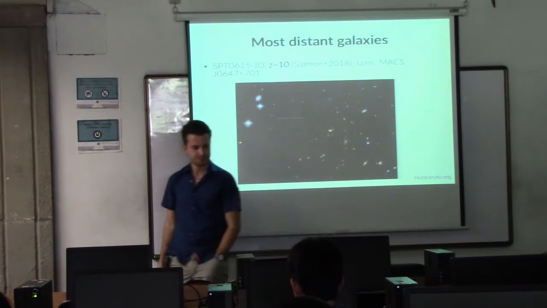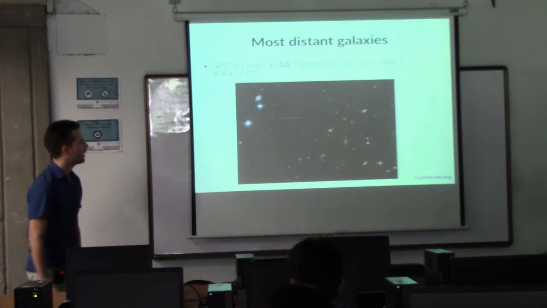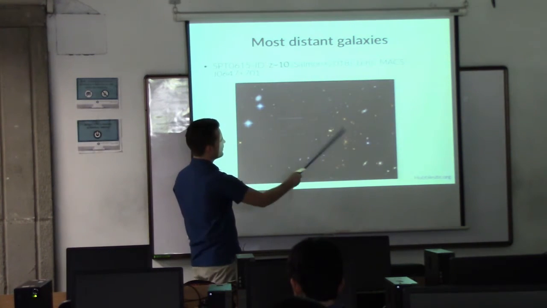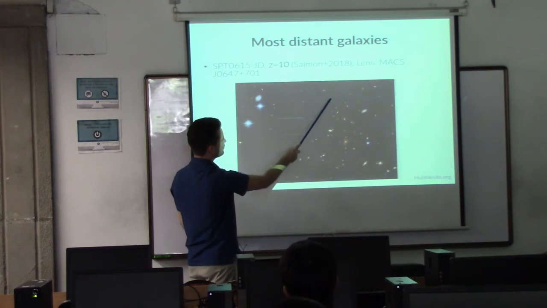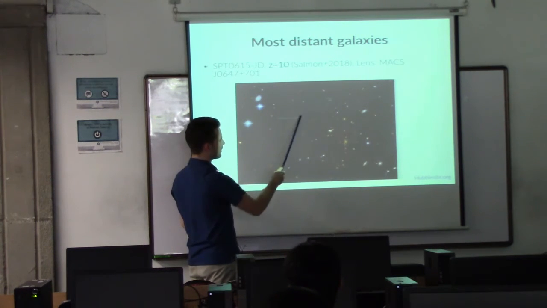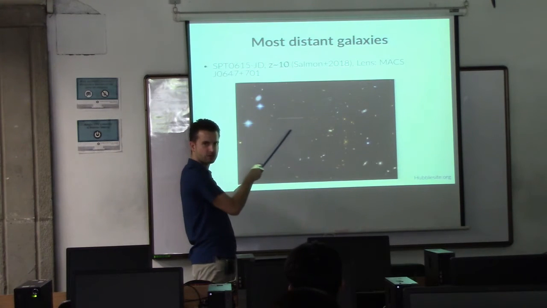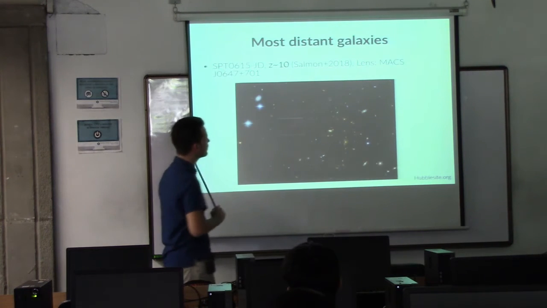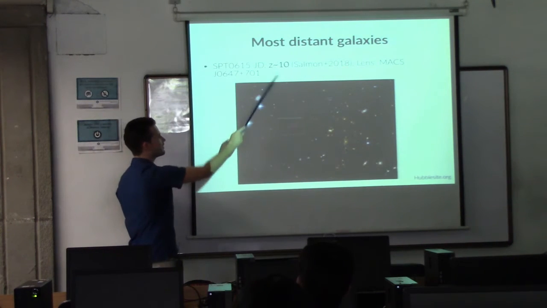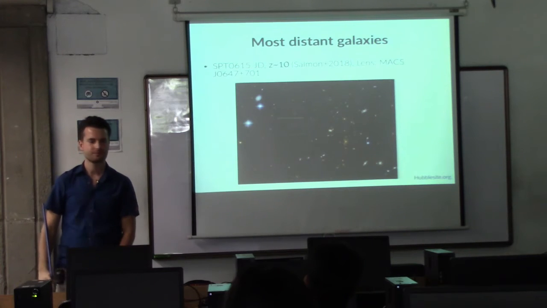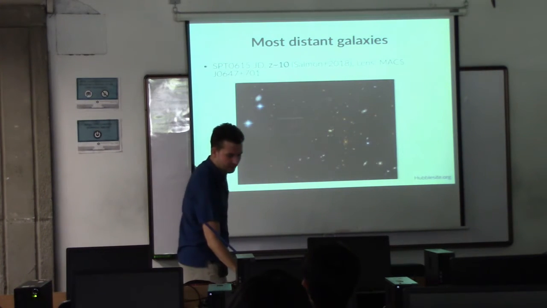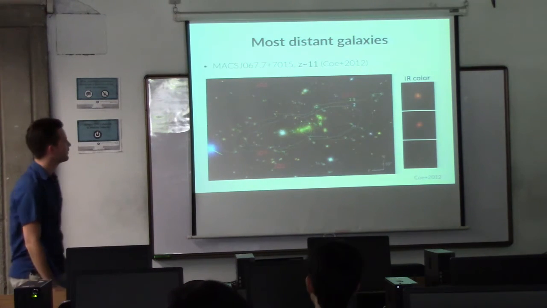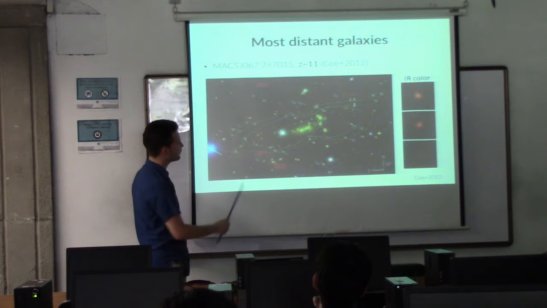It gets better. You can do redshift 10. This is another lensing cluster. There is a small red thing over here. If you zoom in, you see this reddish thing over here that you probably can't see on the screen. That's the redshift 10. And you can do even better. You can go to redshift 11. And this is one of these extreme clusters.